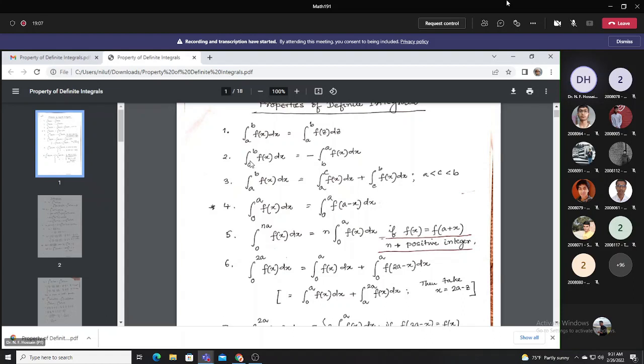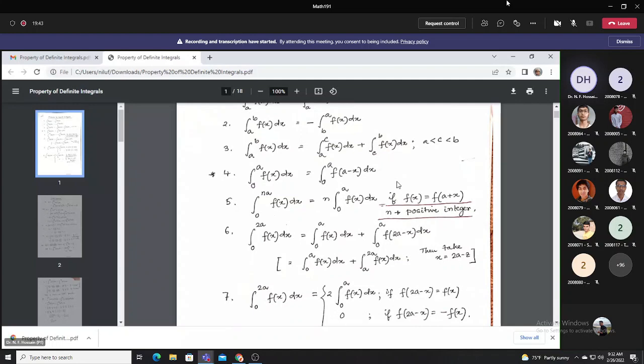In number 2, a to b, integral of f(x) dx. If you change the position of the limits, upper limit to lower limit and lower limit to upper limit, you have to put a minus sign here, if you interchange the limits. In number 3, the limit was a to b. If c lies in between a and b, you can write it as integral a to c of f(x) plus integral c to b of f(x).